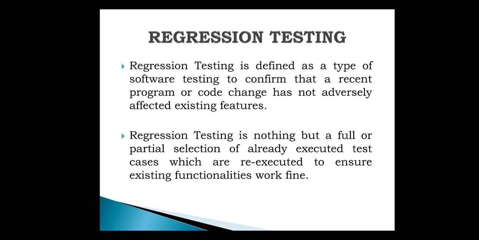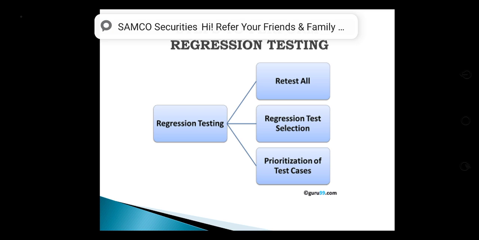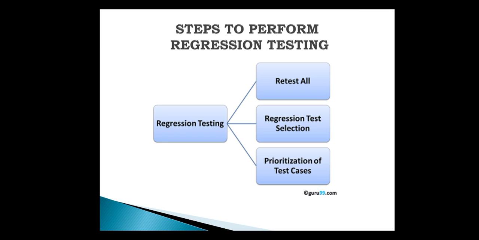Regression testing is nothing but a full or partial selection of already executed test cases which are re-executed to ensure the existing functionality works fine. Okay, so steps to perform regression testing. First one is retest all. Means we are checking the application again by passing the similar input. Second, regression test selection. Means you are selecting the particular modules to perform regression testing. Means you need to decide on which dependent module you need to perform the regression testing. Then you need to prioritize the test cases according to the severity.